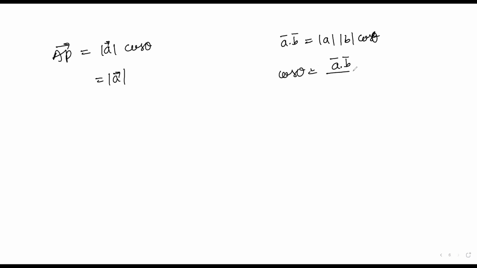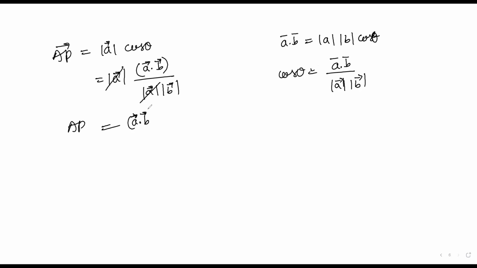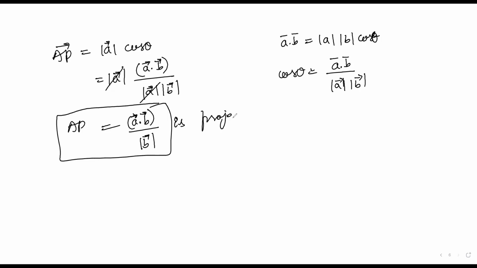I am writing again. AP equals mod A cos theta. But you don't have theta; what you have is A and B. A dot B we know: A dot B is mod A mod B cos theta. So cos theta is required, that is A dot B by mod A mod B. Are you clear now? So AP is mod A into A dot B by mod A mod B. Mod A cancels, and AP is A dot B by mod B. This is the projection of A bar on B bar.